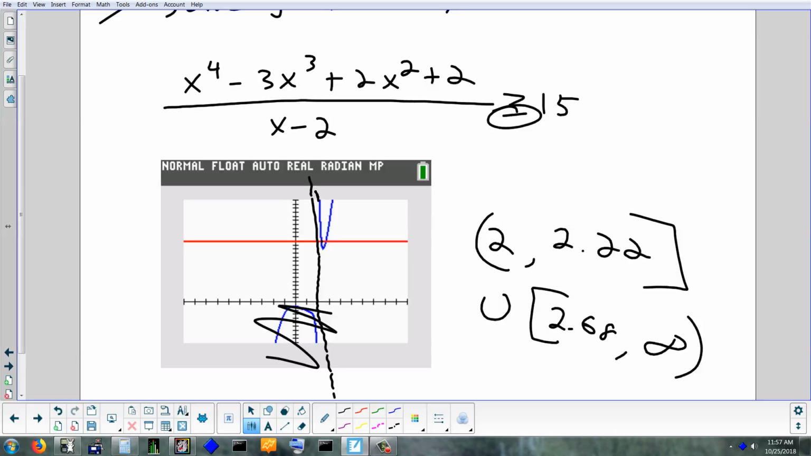Okay. So that describes this section and that section. So it's a small section that's not part of it that you got to be careful between 2.22 and 2.68. You got to exclude that. But everything else is okay. Any questions on that one? Okay.